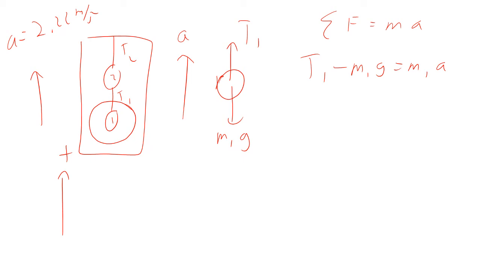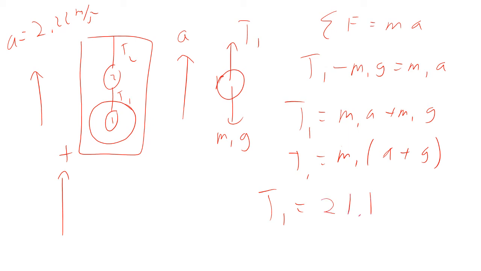So T1 is going to be equal to M1A plus M1G. So T1 equals M1 times A plus G. And so T1 turns out now to be equal to 21.1 newtons. So it's a little bit more than it was before.